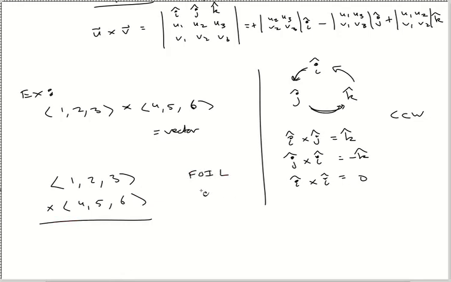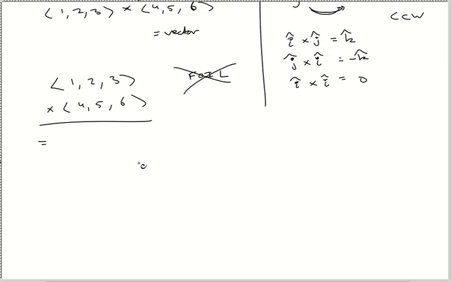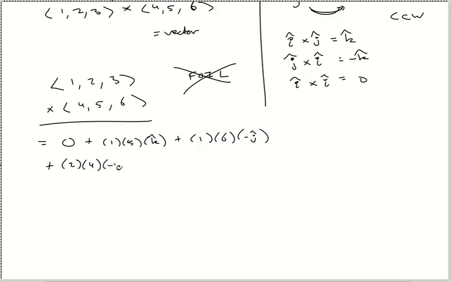But don't call it the FOIL method. It's just what I kind of think of it. It's like expansion. Expanding is what I really should say. Always start with a 0, because i cross i is 0. 1 times 5, that's an i cross j, should be a k, and that's a positive k. Keep going. 1 times the 6, and then again, that's i cross k, which is going to be a negative j. Okay. 2 times the 4, again, that's j cross i, which is going to be a negative k.